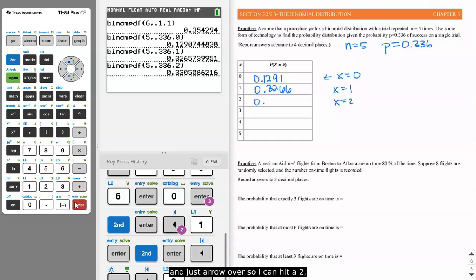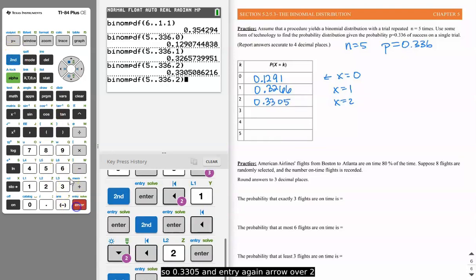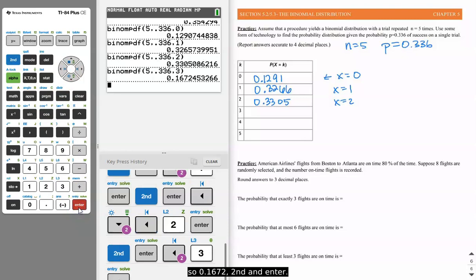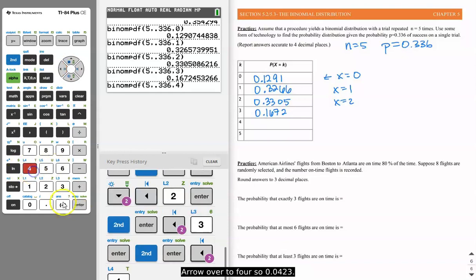So 0.3305. And I hit second and enter again, arrow over to 3. So 0.1672. Second and enter, arrow over to 4.